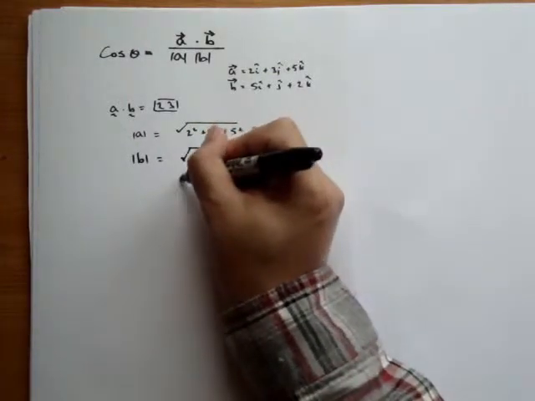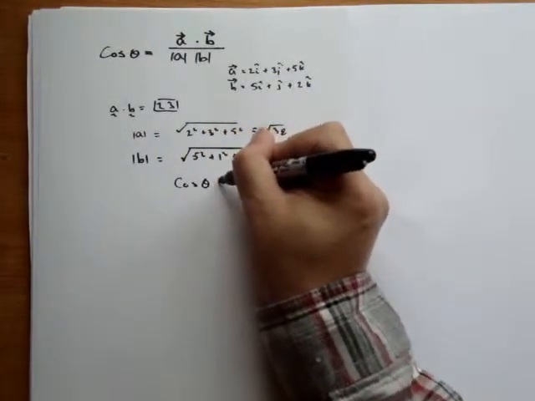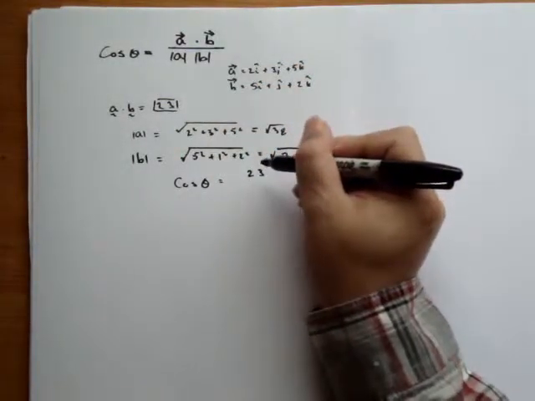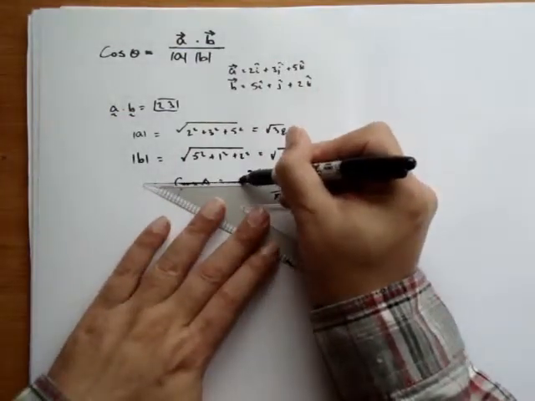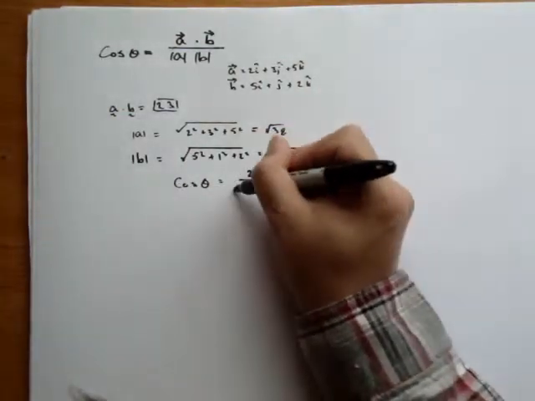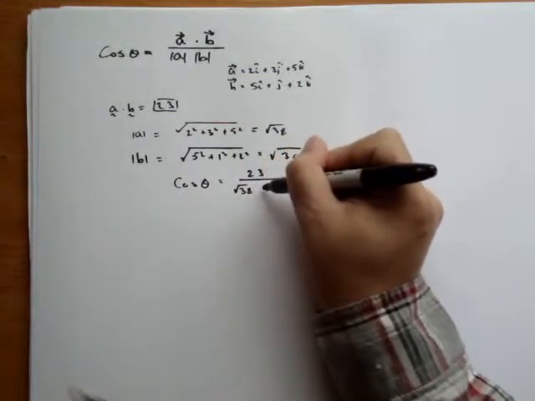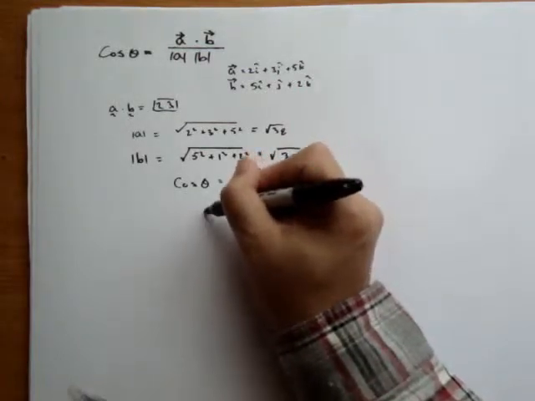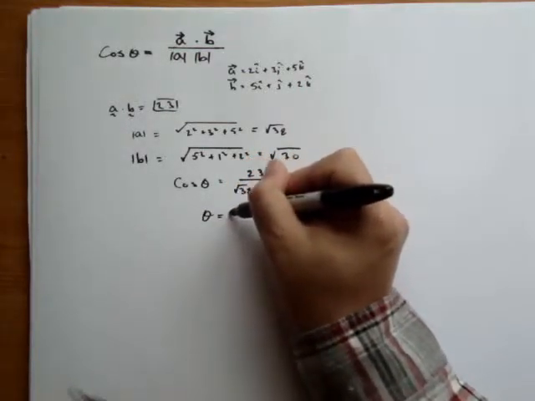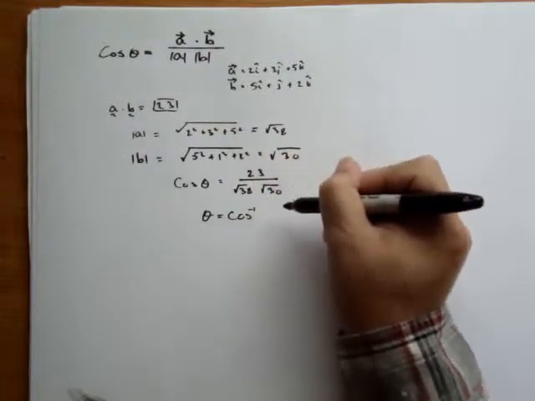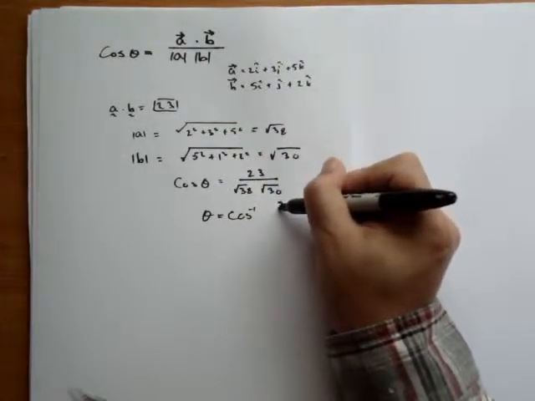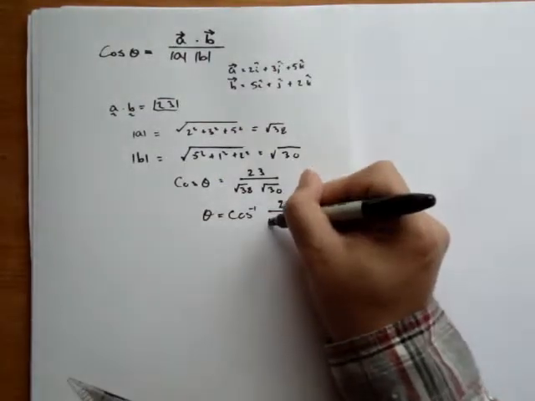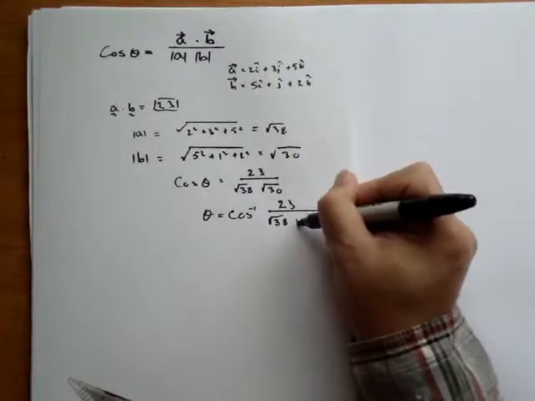So our cos theta then becomes our dot product 23 divided by the square root of 38 multiplied by the square root of 30. So then our theta is the inverse cos of 23 over the square root of 38 multiplied by the square root of 30.